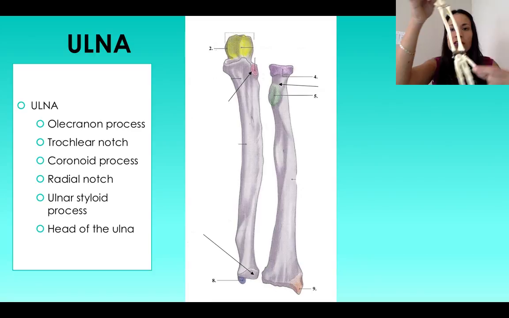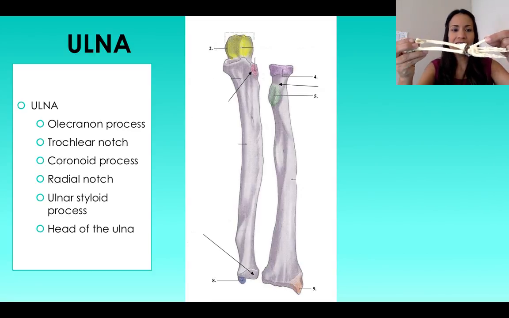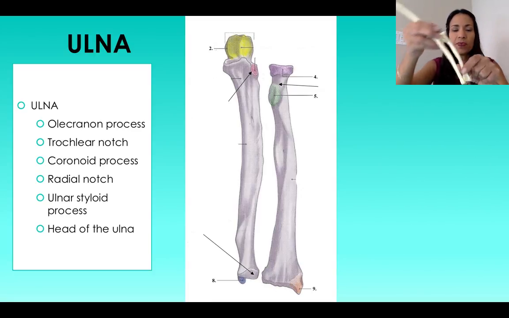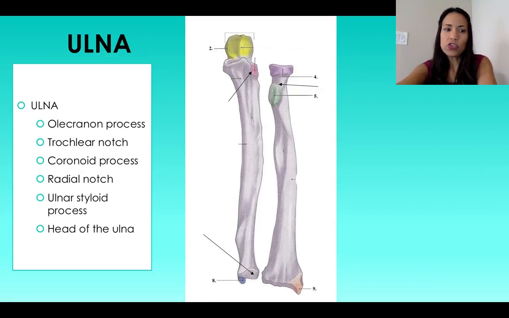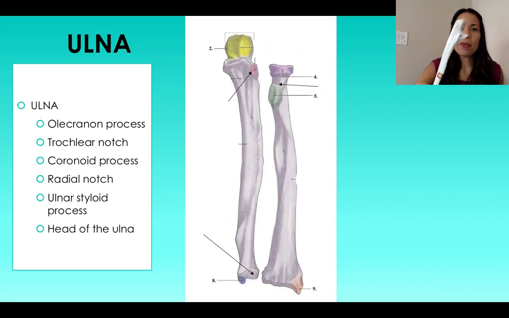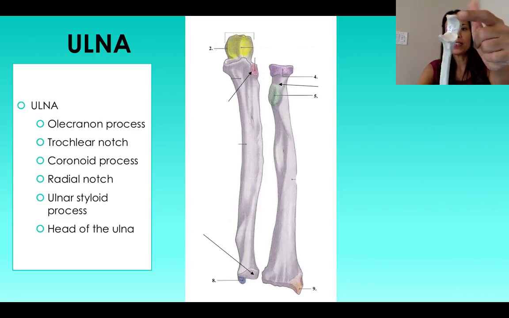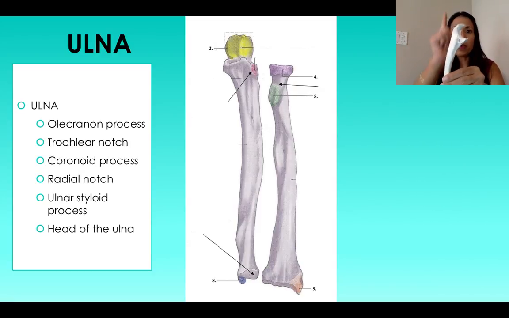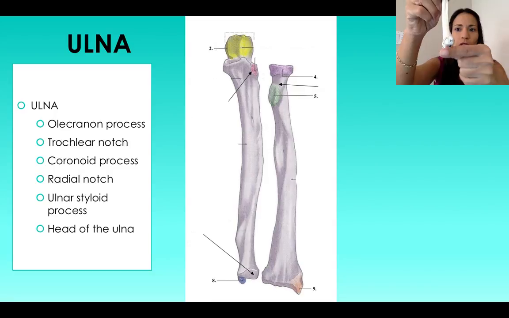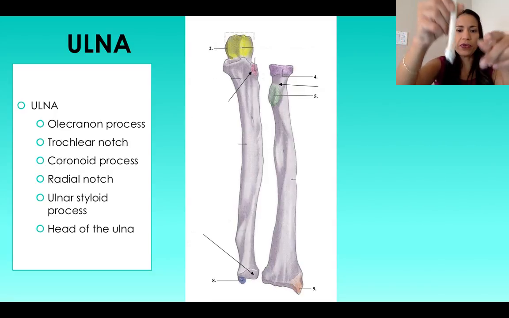The radius is lateral. Here is the radius, okay? And the ulna is medial on the forearm. So let's start describing the ulna. Look at this. It looks like a monkey wrench, right? This is the ulna. These processes are facing superiorly, and this part is facing inferiorly.